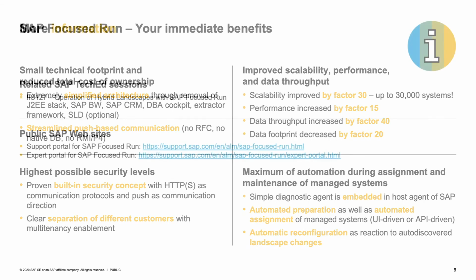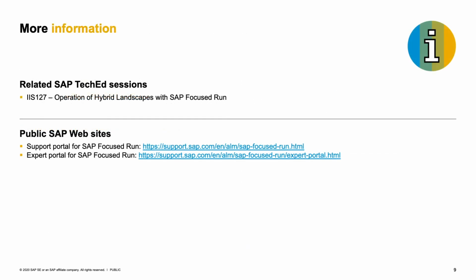Good. With this, I think I'm at the end of the presentation, so I would highly recommend that you go to the lecture session that is directly related to the operation of hybrid landscape with SAP Focused Run. The identifier is IIS 127 for this session.